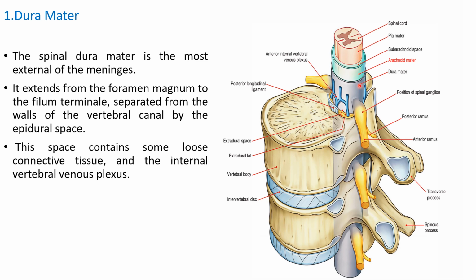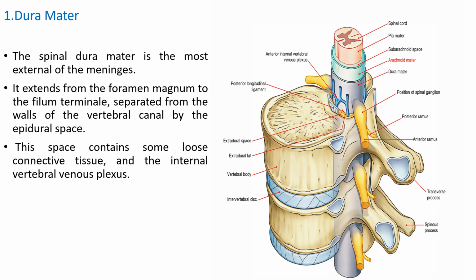First about the dura mater. This is the external covering and this is the vertebral body. The vertebral body and the dura mater are separated by a space called the epidural space, and within the space there is loose connective tissue and the internal vertebral venous plexus. This is the anterior internal vertebral venous plexus. Similarly there is one on the posterior side also, and this is the epidural space.